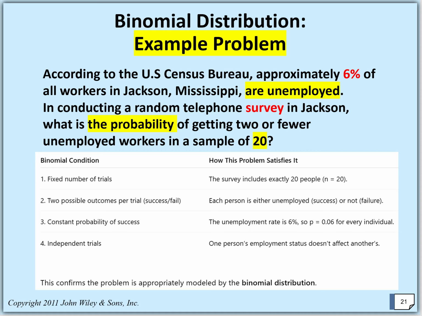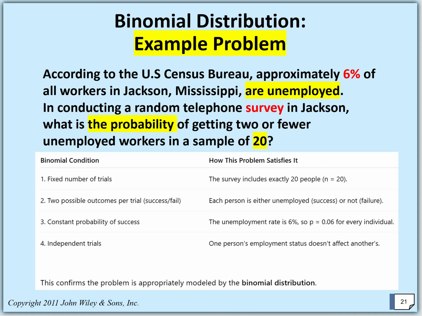There are only 2 outcomes of each experiment or each call. Either the person is unemployed or the person is employed. So that's binary, or that's one thing. The second one, you have a fixed number of trials. You have 20 trials. So n is equal to a fixed 20.